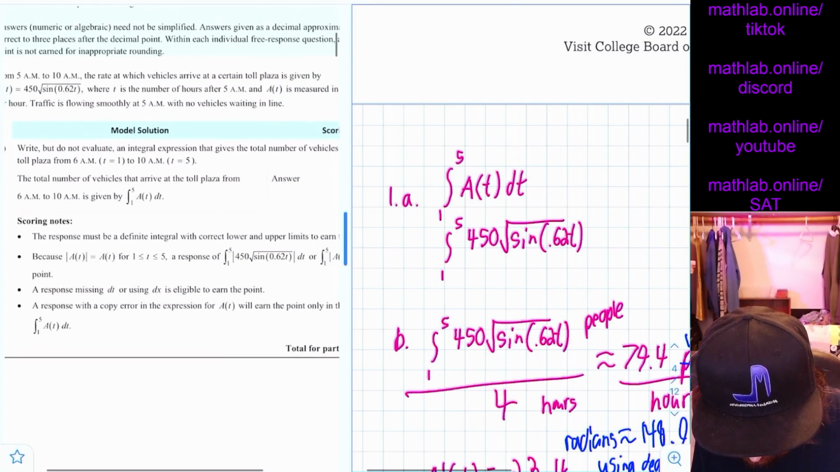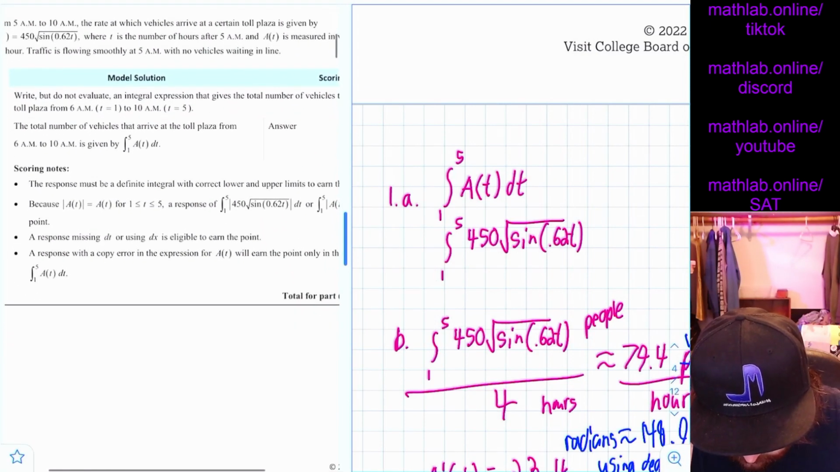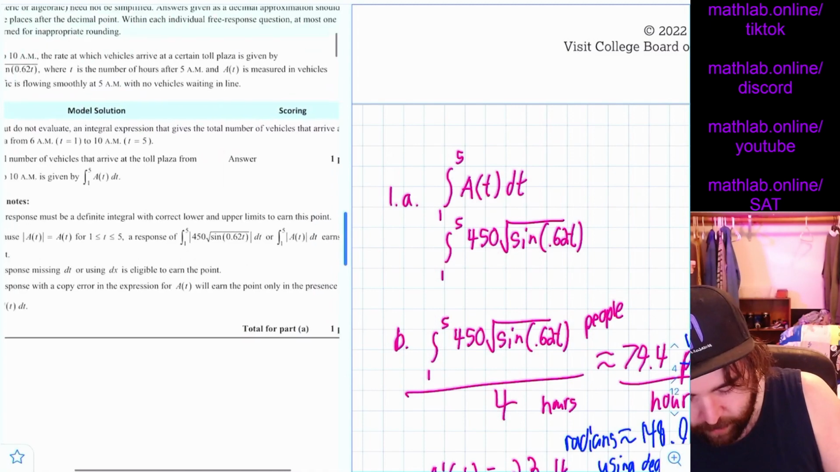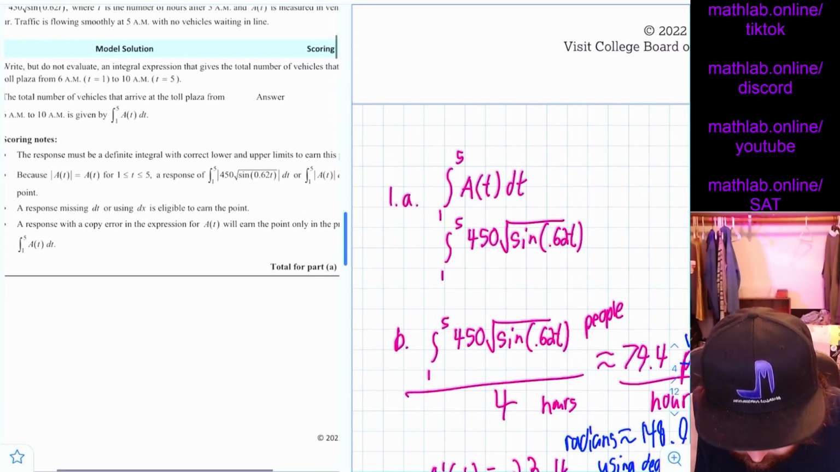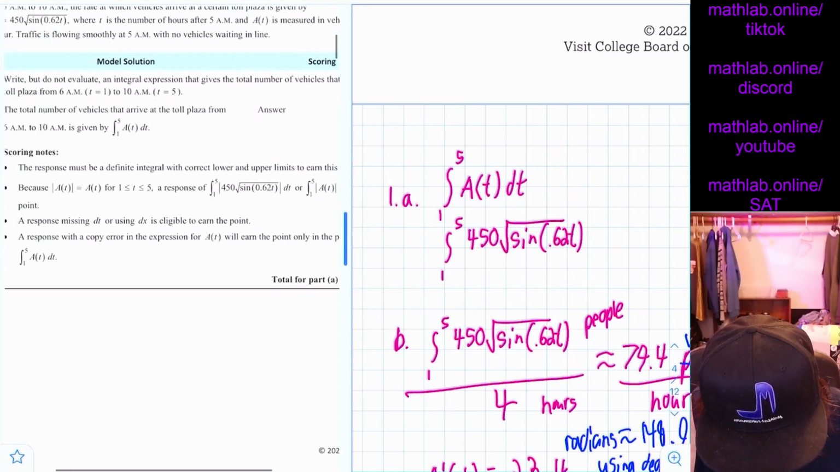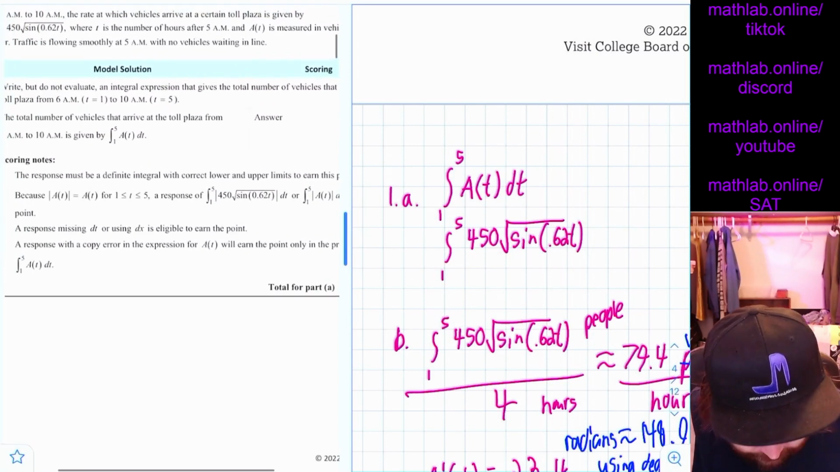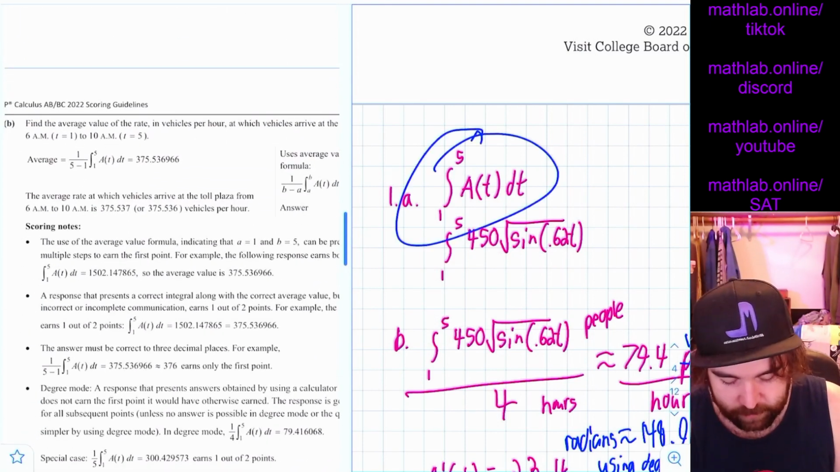Wow, so they thought about it, it's okay to put the absolute value as well. Wow, you earn the point if you forget the dx or the dt. If you copied it down wrong, you had to write 1 to 5 first. Okay, so we should have just stuck with this. Good to know.